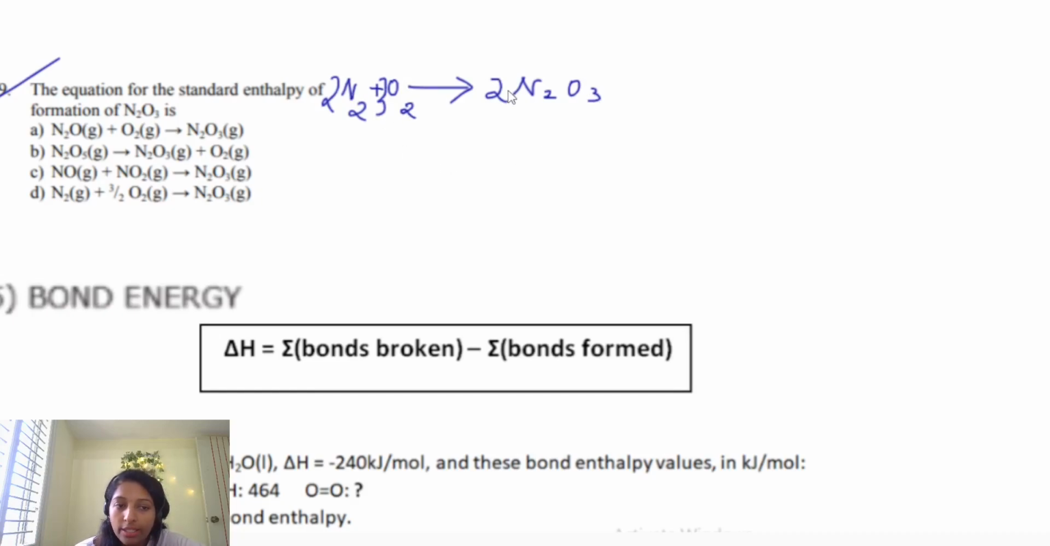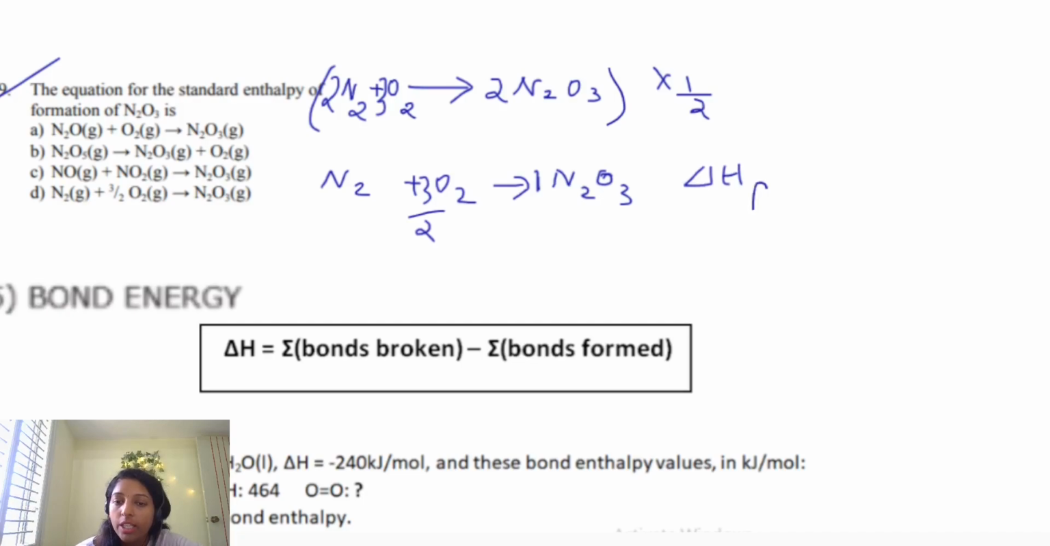But actually two conditions are there for formation enthalpy. First one, it should be from the constituent elements, which is N2 and O2. And second thing, the coefficient of this one should be 1, because formation enthalpy is always per mole. So in order to make this one 1, this equation is multiplied by half, divided by 2. So 3 over 2, like that it will come. So the energy related to this reaction is what we call the formation enthalpy of N2O3.